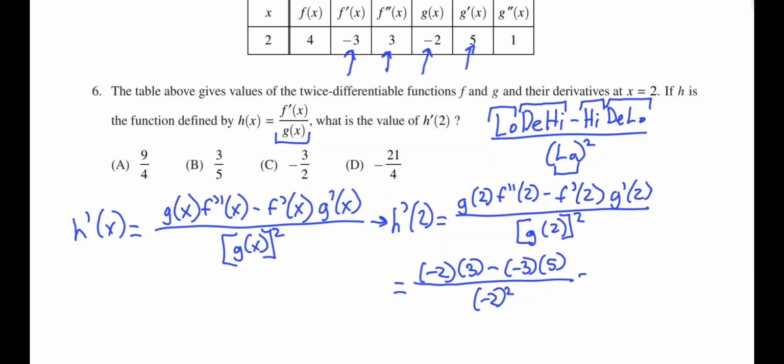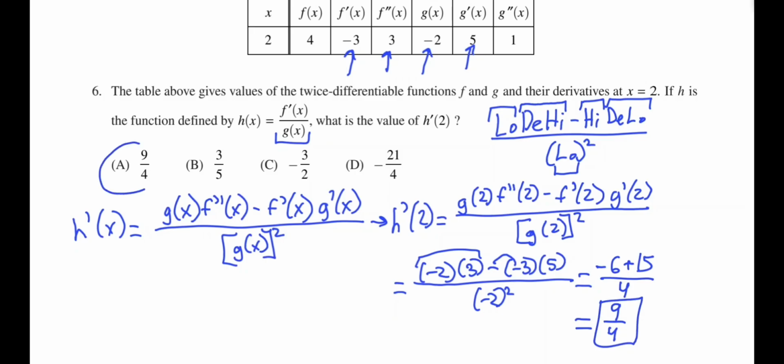All right, so that gives us negative 2 times 3, which is negative 6. And then we have negative times negative is an overall positive, so plus 3 times 5, which would be 15. Over negative 2 quantity squared, which would be a positive 4. And that leaves us with negative 6 plus 15, which would be 9. So 9/4 would be the value for the derivative of h at the x value of 2, which corresponds to choice A. All right, that's number 6.